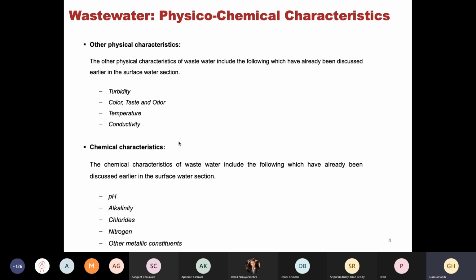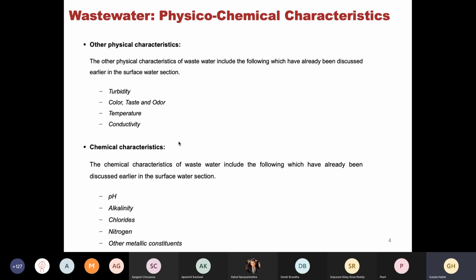We know that the color. If the color of wastewater is gray or light brown, then it indicates that the wastewater is fresh. However, if the color is dark black, then the wastewater is very old and it is almost decomposed.